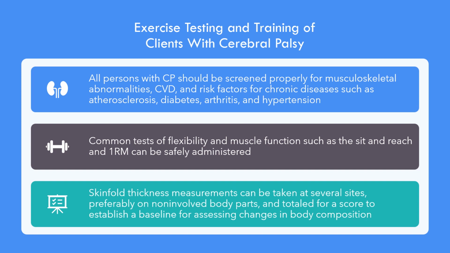Incorporate resistance exercises to improve muscle strength and endurance. Focus on both upper and lower body exercises targeting specific muscle groups based on the individual's needs. Use a variety of exercises such as body weight exercises, resistance bands, or weight machines depending on the individual's capabilities. And include stretching and range of motion exercises to maintain or improve joint flexibility. Pay particular attention to areas of tightness or contractures commonly seen in individuals with CP.